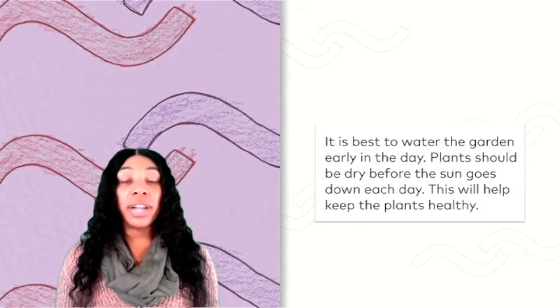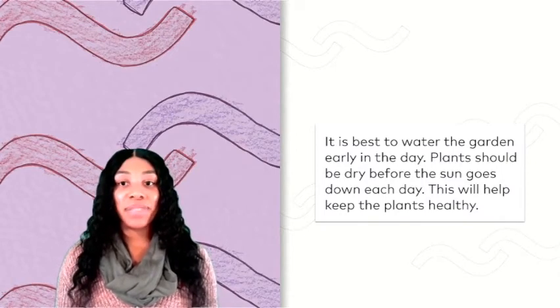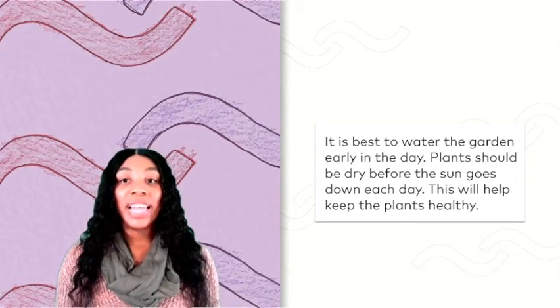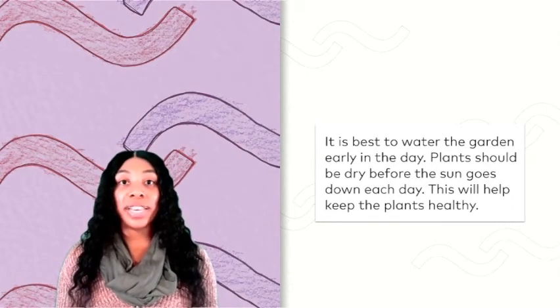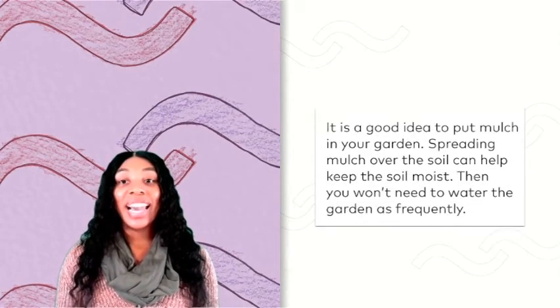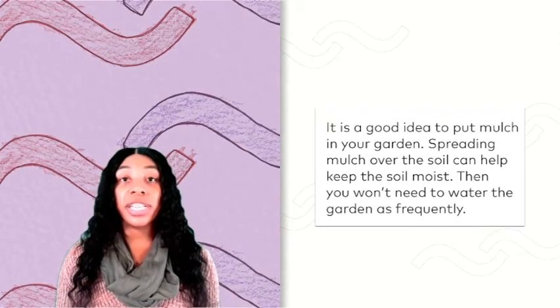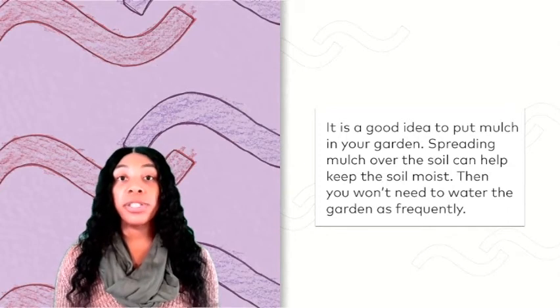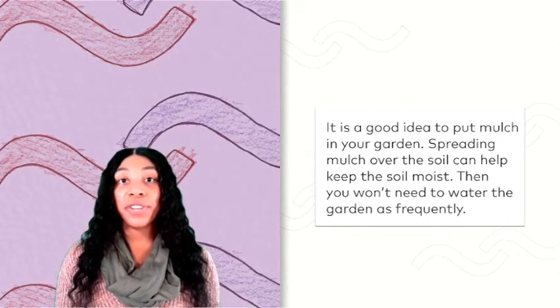It is best to water the garden early in the day. Plants should be dry before the sun goes down each day. This will help keep the plants healthy. It is a good idea to put mulch in your garden. Spreading mulch over the soil can help keep the soil moist. Then you won't need to water the garden as frequently.